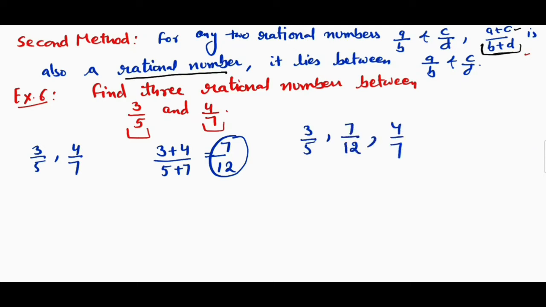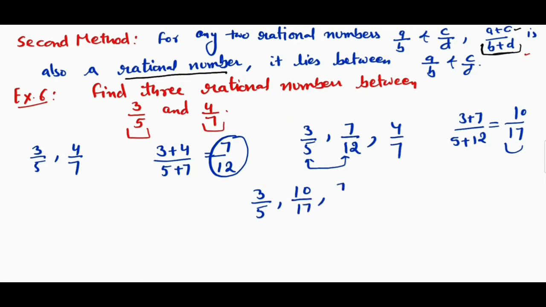So next we have to find two more rational numbers. For that, what can I do? I'll join their numerators and denominators like this. So I will get (3 + 7)/(5 + 12), which is equal to 10/17. So this number will be between 3/5 and 7/12. So I can write this as 3/5, 10/17, 7/12 and 4/7.